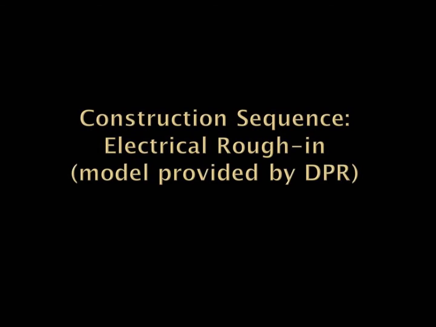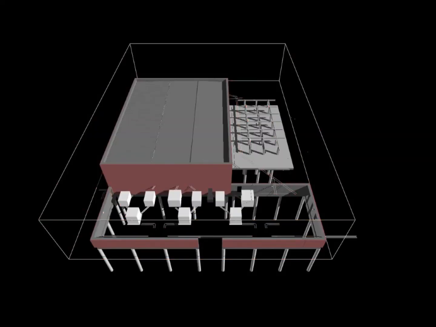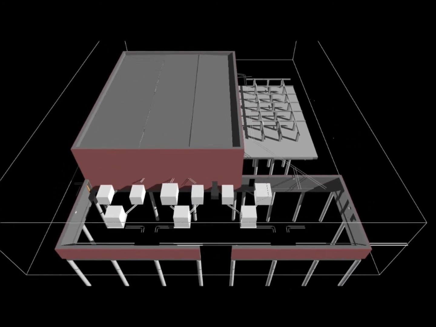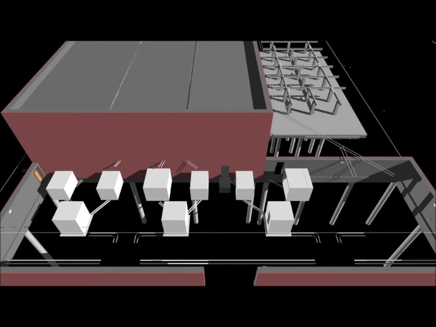Next is the electrical roughing. The Navisworks model for this is provided by DPR. Therefore, for all the MEP, the model will be placed into my model, and we will examine the elements of each division of work. Note the electrical units placed in the yard along with the conduits underground going to and from the building. These supply the building with its power.